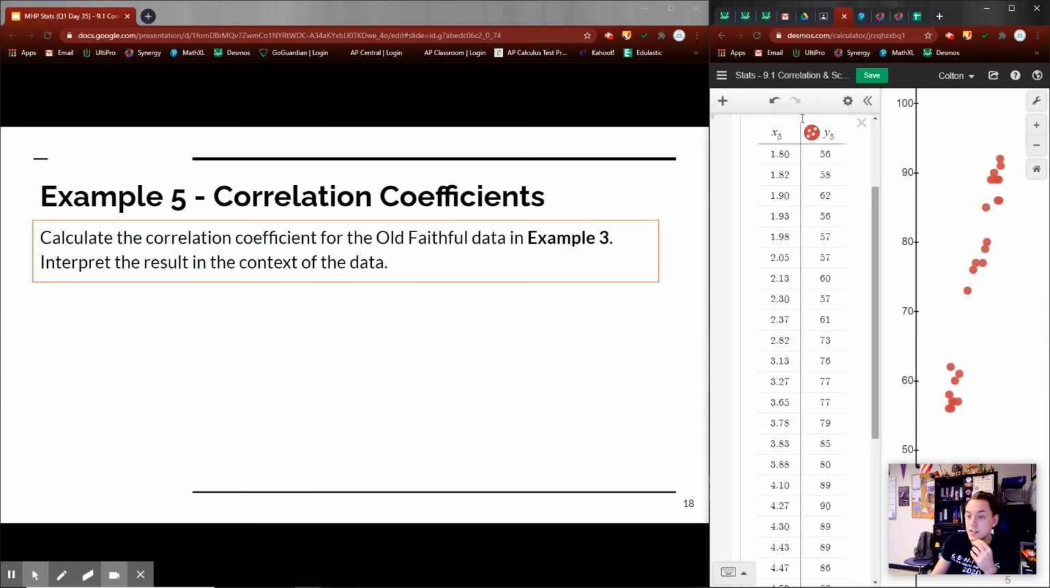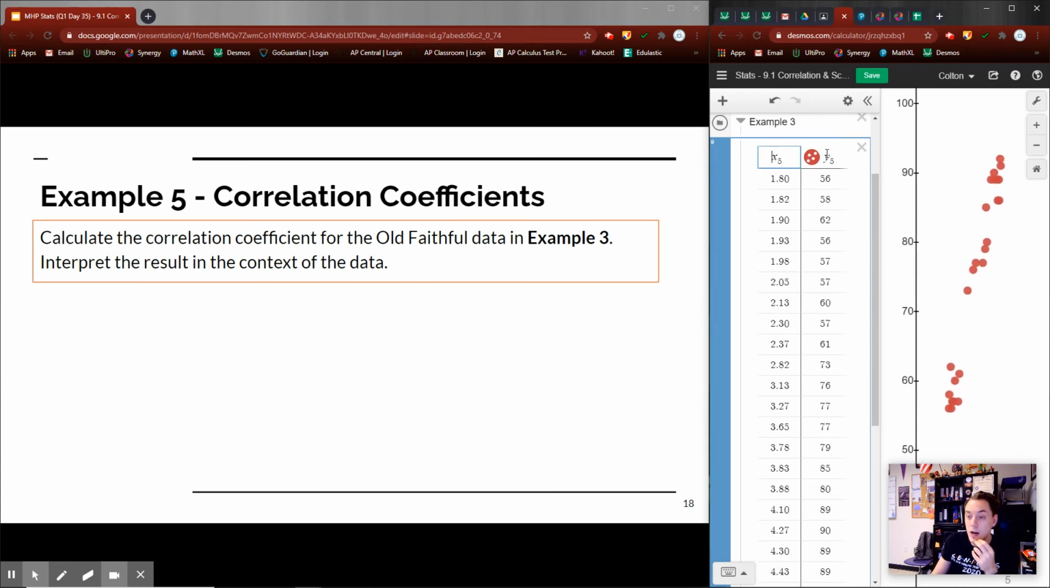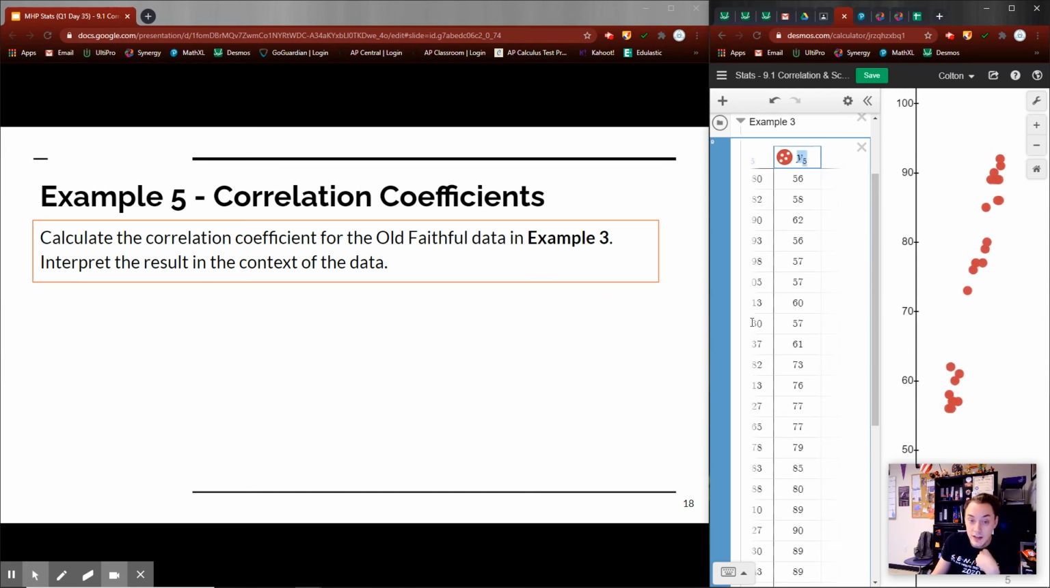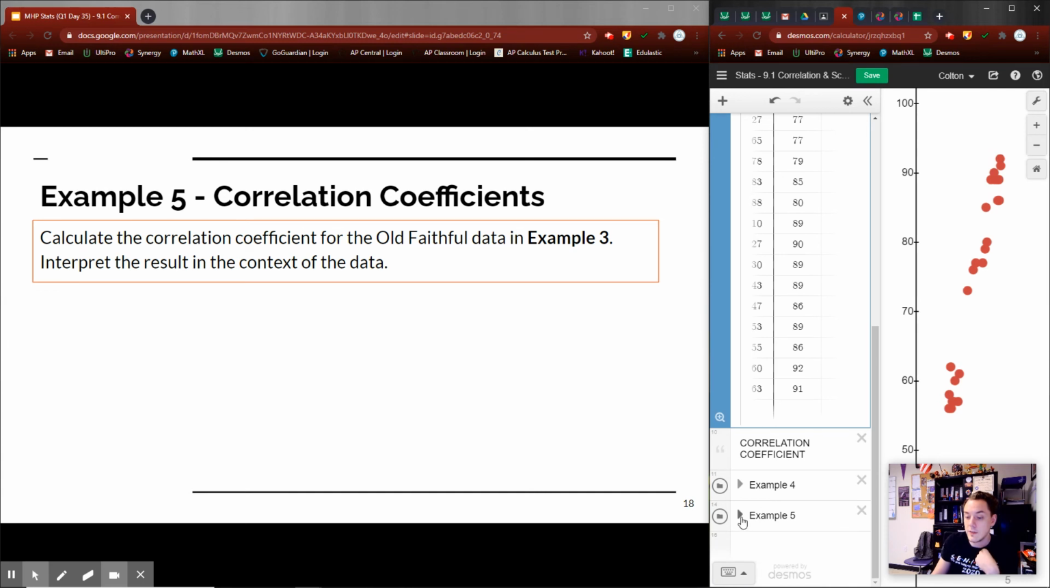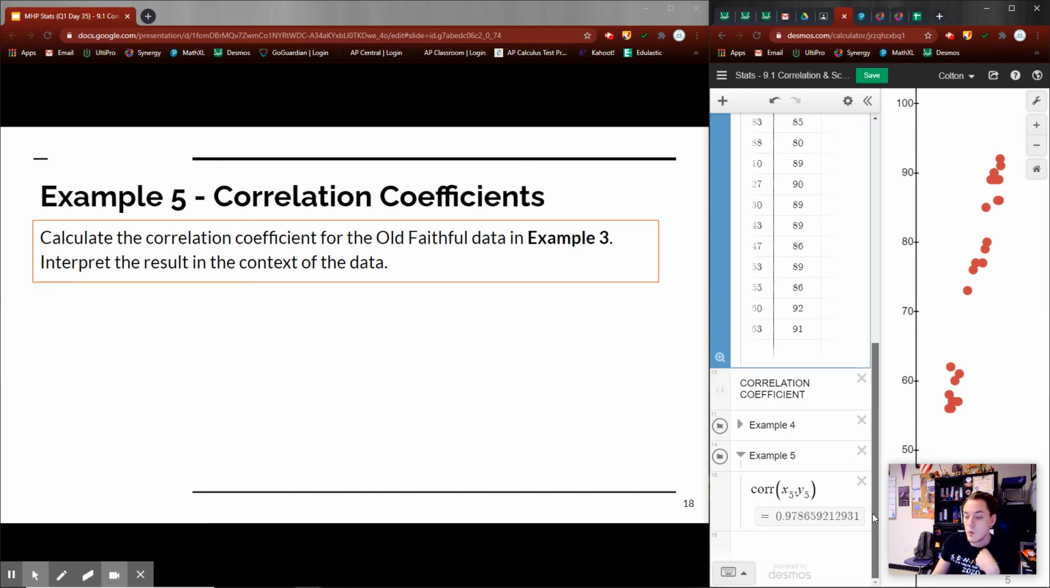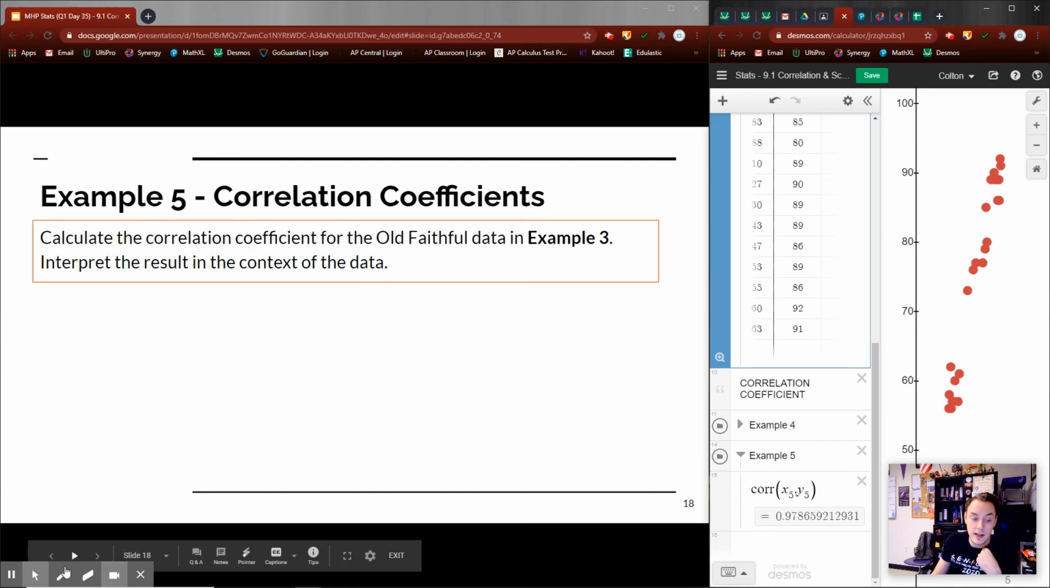So this is X sub 5. Notice that. Y sub 5. I want to find the correlation coefficient of that data. And so I already have it down here for us. Let's go to example 5. Way down here at the bottom, do you see that? That's the correlation coefficient for that data.